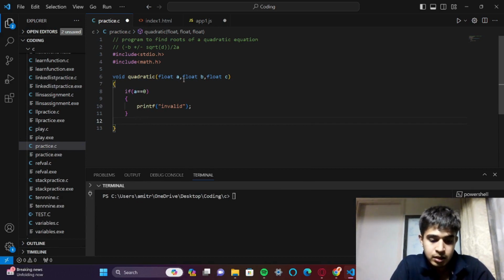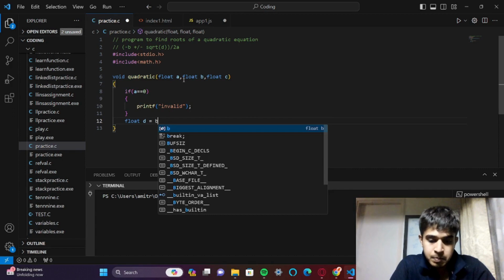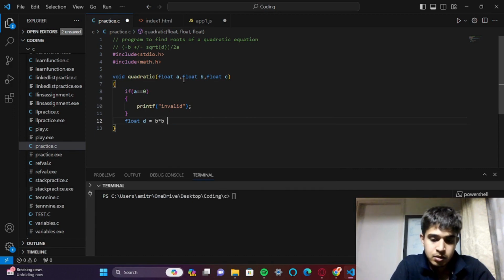Now I will declare my discriminant. Let's take a floating point value here as well. Float discriminant will be equal to b square minus 4ac.